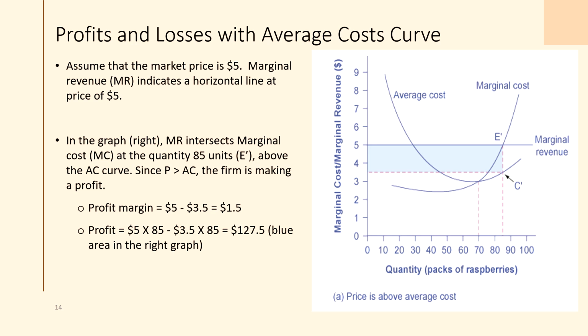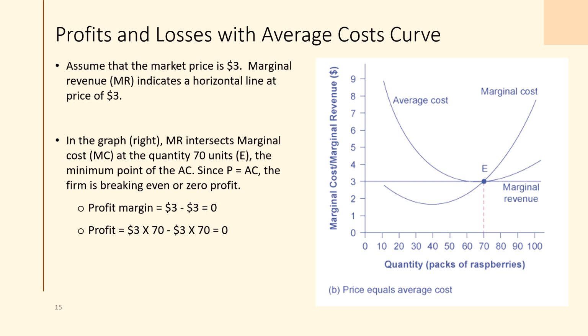To calculate total profit, we multiply the profit margin by the number of units produced. So if the firm produced 85 units, total profit is $127.5. Graphically, this profit is represented by a blue rectangle. The height of the rectangle is the profit margin, which is the distance between price and average cost. And the width is the quantity produced.